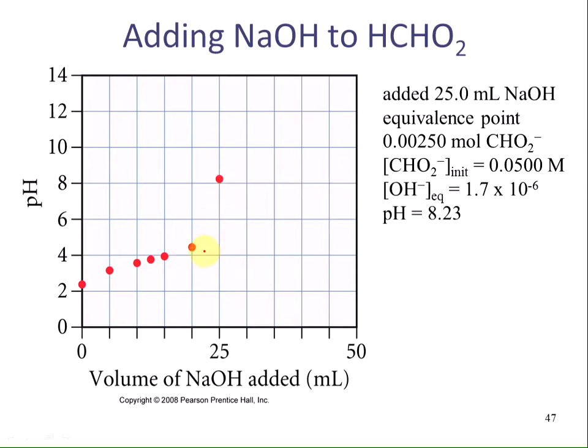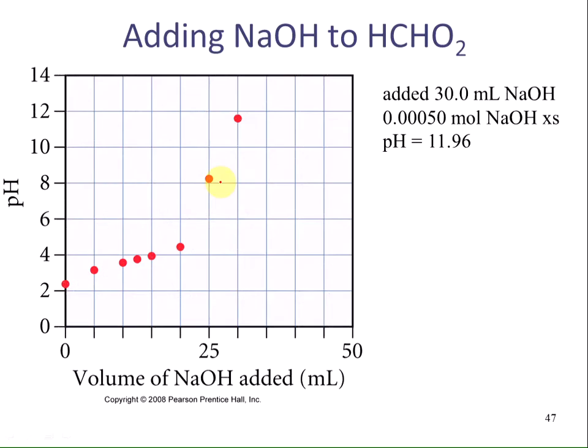And then at the equivalence point, the pH is 8.23. This is because you have the formate ion in there, and that's determining the pH because all of the sodium hydroxide has been consumed and all the formic acid has been consumed. And then after the equivalence point, we still get a large increase in the pH as we start adding the sodium hydroxide, but with each addition of the sodium hydroxide, the change in pH becomes less and less.